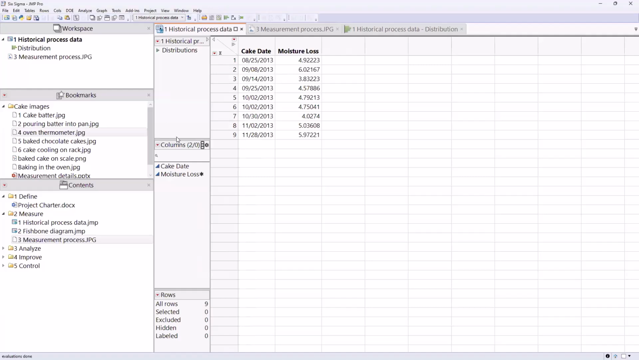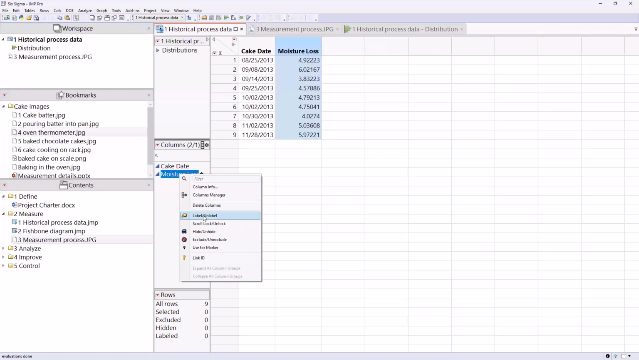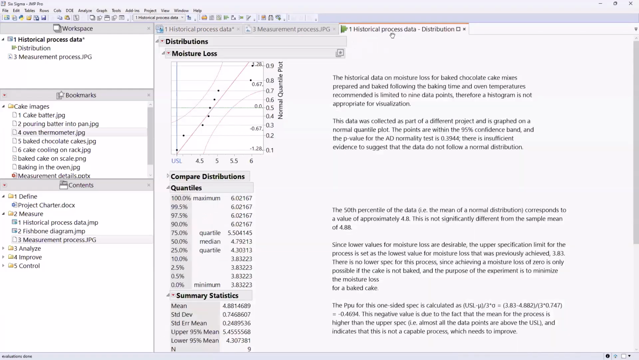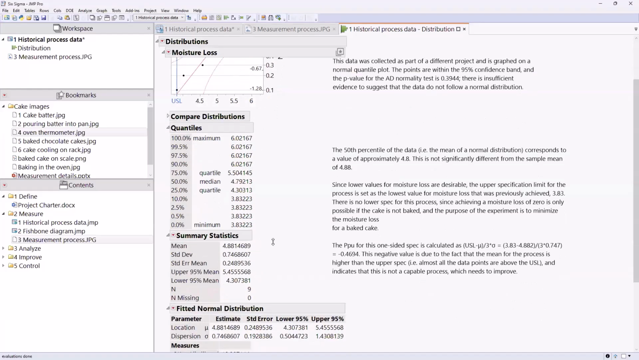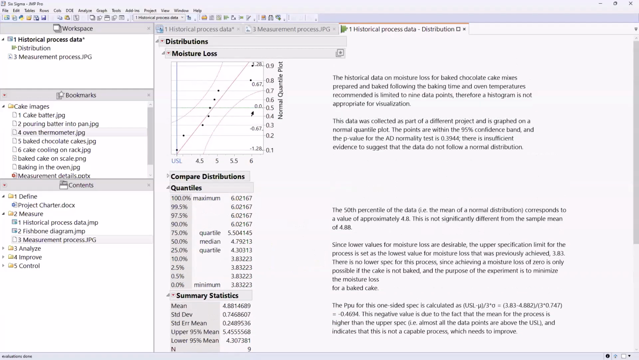In fact, let me go back to this data table and make this moisture loss column into a label, so that you can see when I hover over this point, the lowest achieved moisture loss previously was 3.83. I used that as my spec limit when I calculated my PPK, which is negative in this case. That makes sense because my upper spec limit is below all of my data. So this is a pretty bad process that I need to improve.